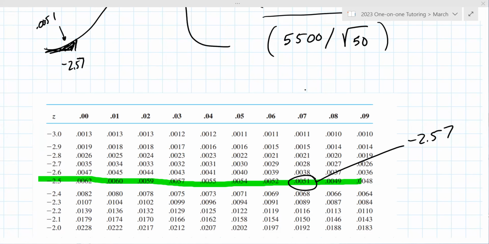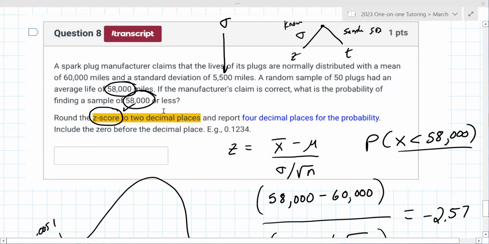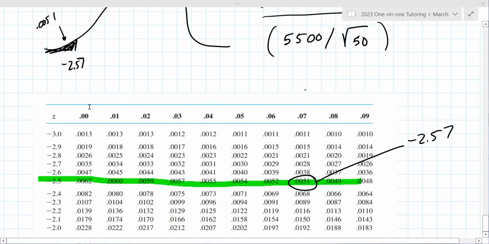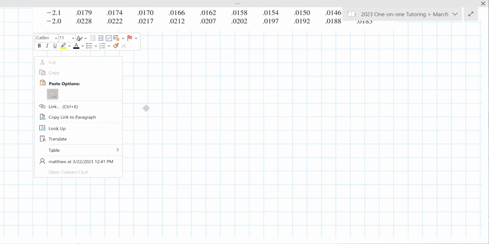All right, number 9. So the answer is 0.0051. Yes, and it's a little bit unclear, but it says to round the Z-score, which you might think means that is the answer, but it says and report probability, because it does ask what is the probability. The probability is the area under the curve, but you have to get the Z-score to find the probability, which is why maybe it's unclear. One leads to the next.